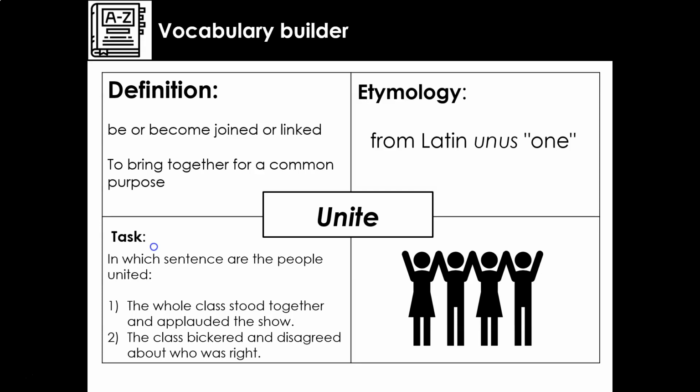So to unite is a verb and it means to be or become joined or linked in some way. We might unite to bring people together for a common purpose. If you look at the image down here, then we can see this group of people holding hands. And they look like they are one, that they've been united. So the etymology of the word, its history, does come from Latin, meaning one. So I would like you first to write down the word and its definition, please.